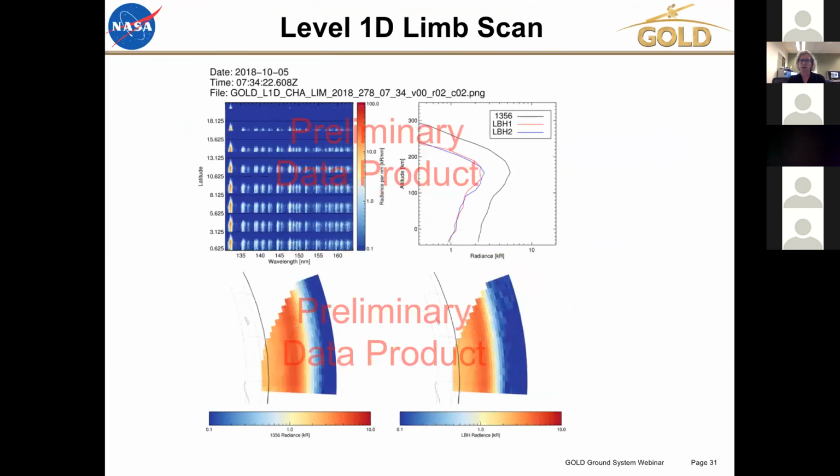This is what our level 1D limb scan looks like. As we discussed, you start at the 50 kilometers below the surface and then scan out. And again, these are at the different wavelengths, the 1356 and the LBH. That's the radiance at those levels.